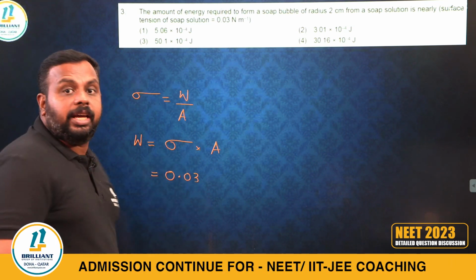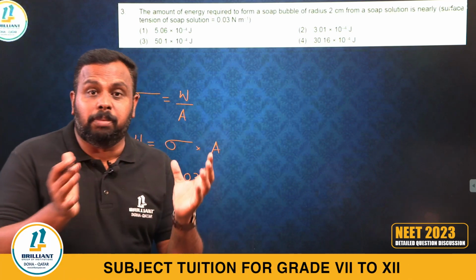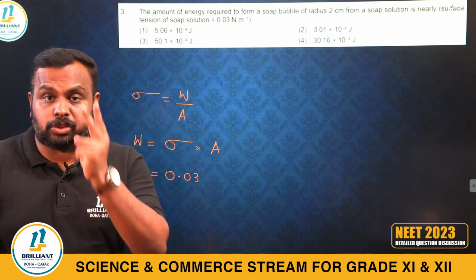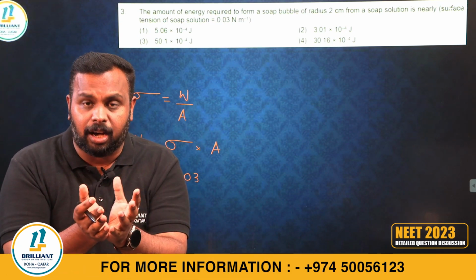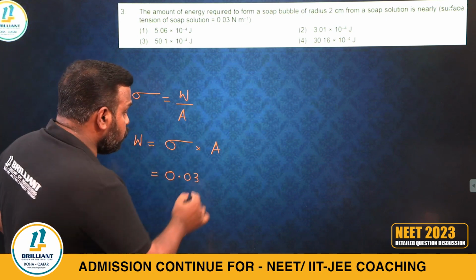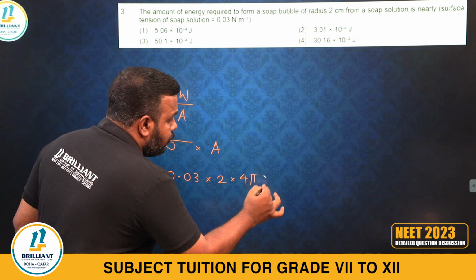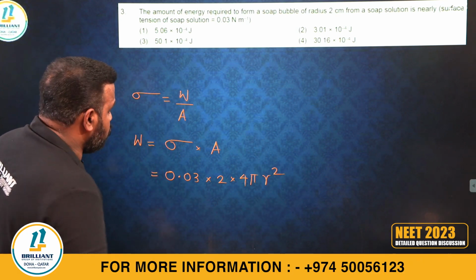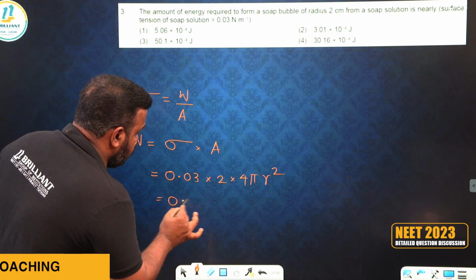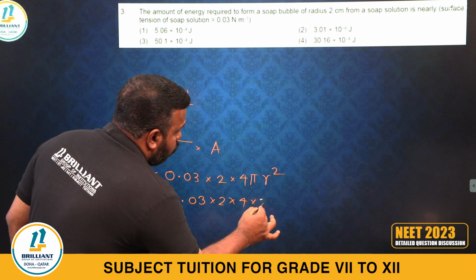0.03 into area. Area means there is a confusion. Please note that it's a bubble. Bubble has how many free surfaces? 2 surfaces are there. So when you're calculating the area, the surface area of the bubble into 2. So 2 into, what is the formula? 4 pi r square. 2 into 4 pi r square. You can substitute the value. So it is 0.03 into 2 into 4 into 3.14.